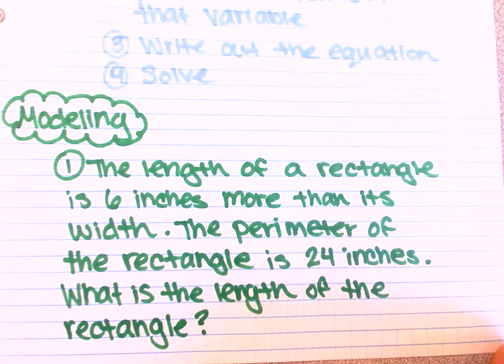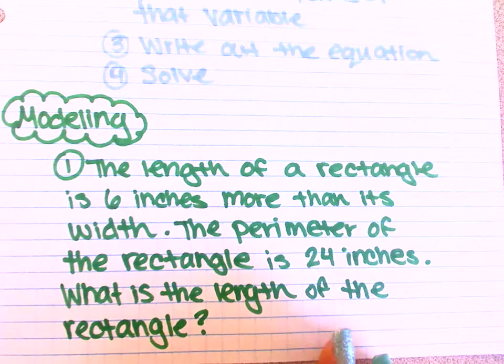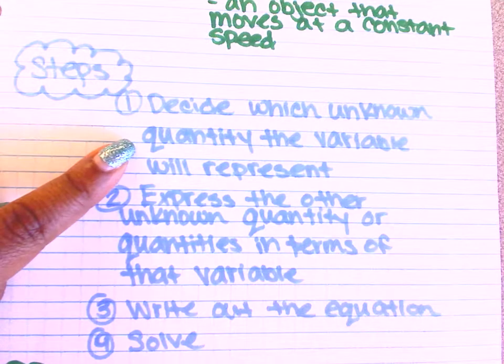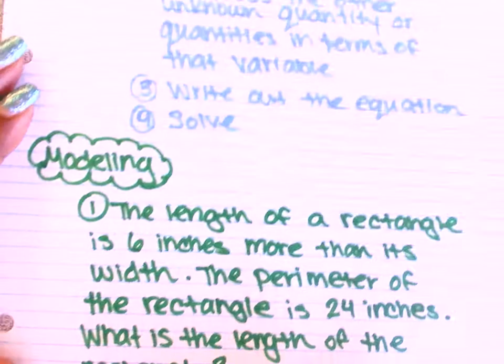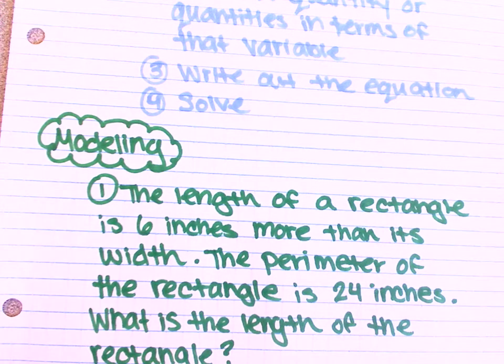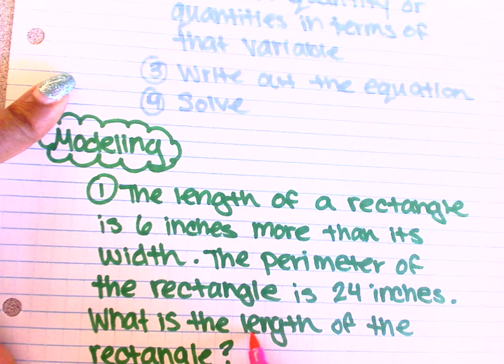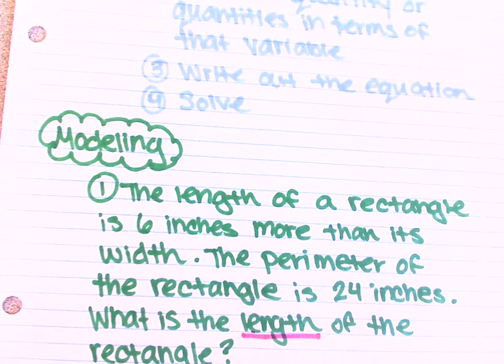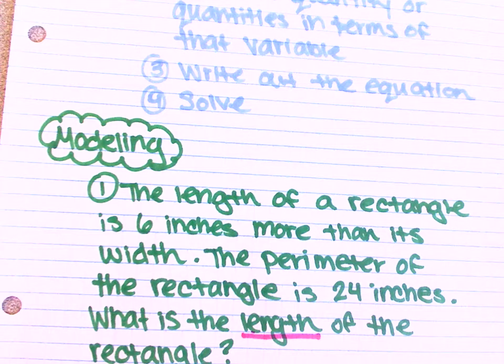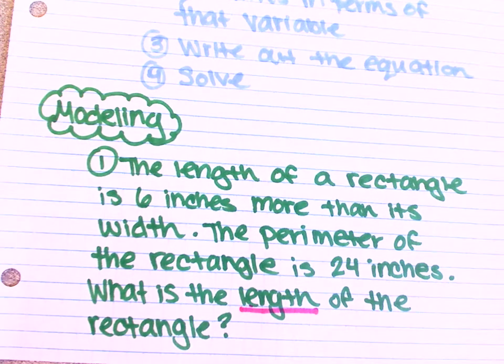Now, I need to think about this. What does Ms. Graham say to do first? Go back to your steps. Decide which unknown quantity you're going to use for your variable. So what is the question trying to ask me? Well, I'm trying to find the length of the rectangle. Underline, square, highlight what it's asking you. So you're trying to find the length. Okay, that's step 1, we got that.